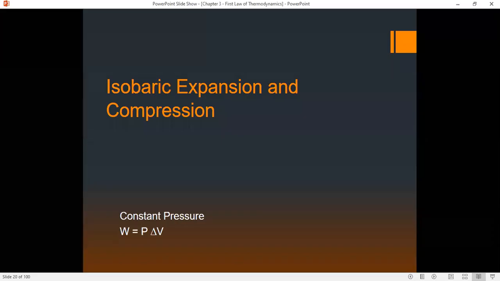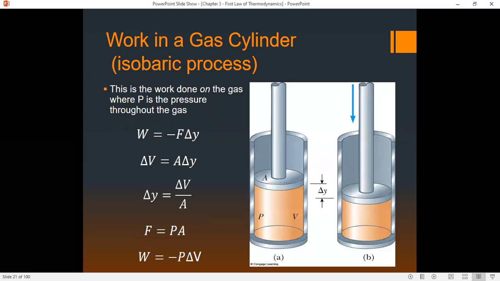Let's do some examples of different thermodynamic processes. These are what we call quasi-static processes because we do it very slowly. The pressure is constant throughout the cylinder. The volume is constant throughout the cylinder. And again, we've already derived that work is equal to the integral of pressure as a function of volume.